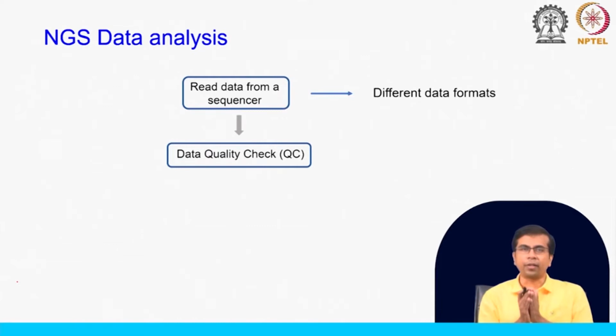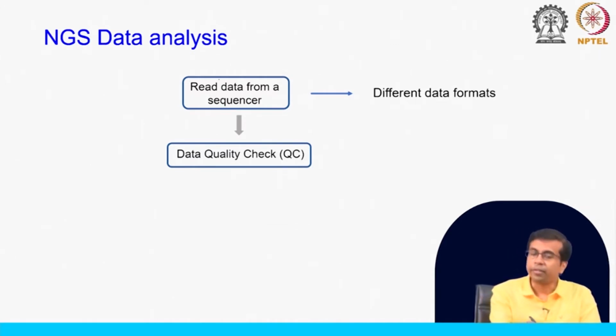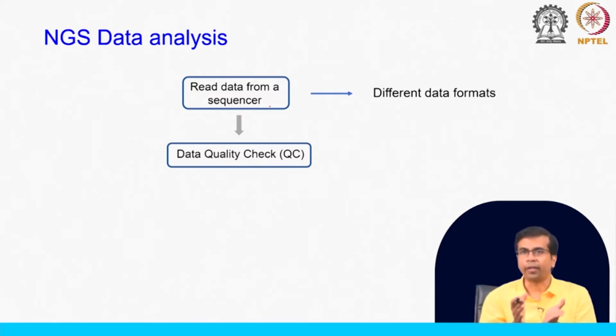Just to start with, a brief overview of the NGS data analysis method. Here is the flow chart. The first step, we have this data from a sequencer. Whichever sequencer you use, we have this data. This is quite a significant amount of data usually. These data sets are huge, and the data format could be different. We will talk about this data format in the next class, because these sequencers give out data in different formats, so you will have to deal with these different data formats.